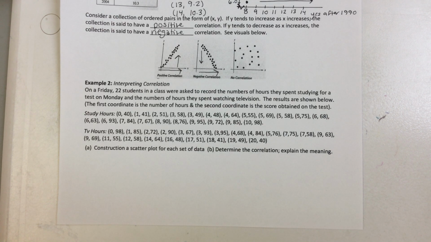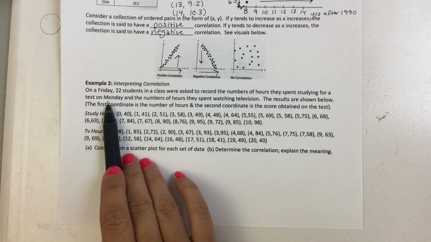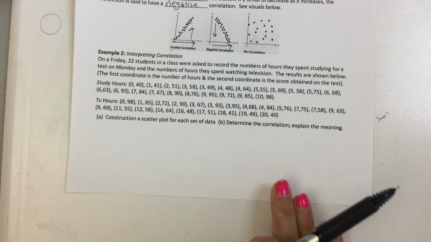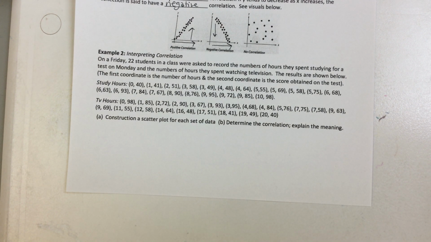On a Friday, 22 students in a class were asked to record the number of hours they spent studying for a test on Monday. So what this means is how many hours they spent studying over the weekend, and the number of hours that they spent watching TV. So during the weekend, how many hours did you spend watching TV versus how many hours did you spend studying for the test that would occur on Monday? The results are shown below. The first coordinate is the number of hours, and the second coordinate is the score obtained on the test. Create a scatter plot for each data set and then determine the correlation and what that actually means.